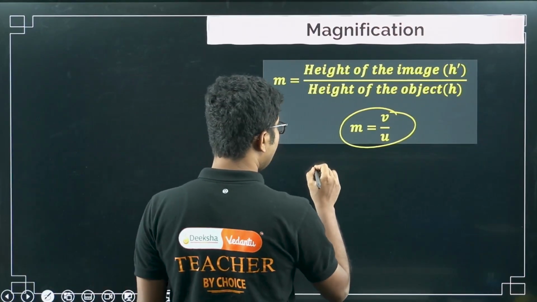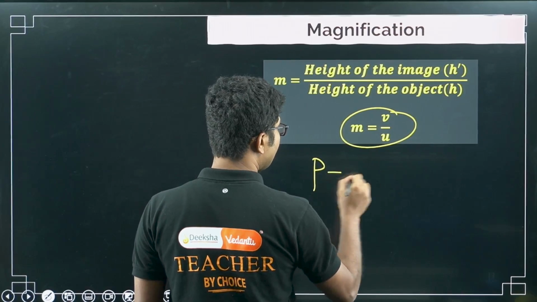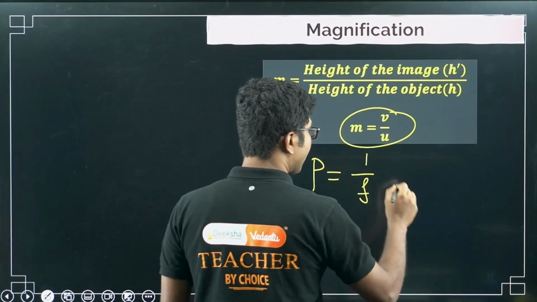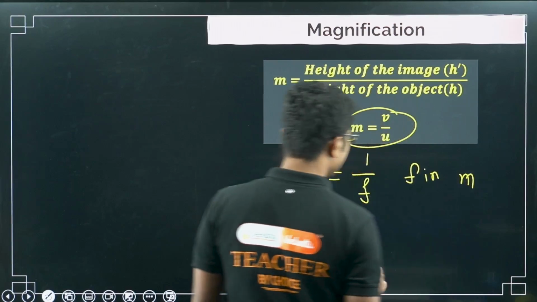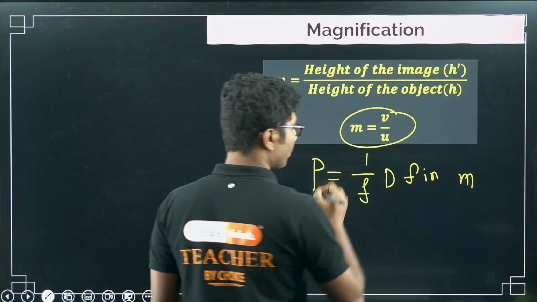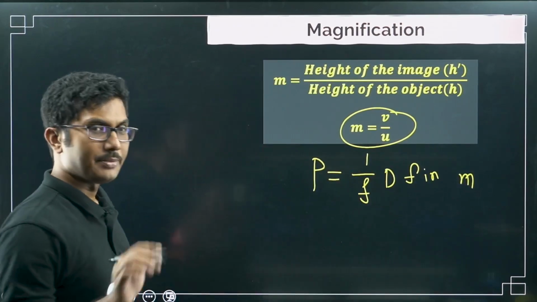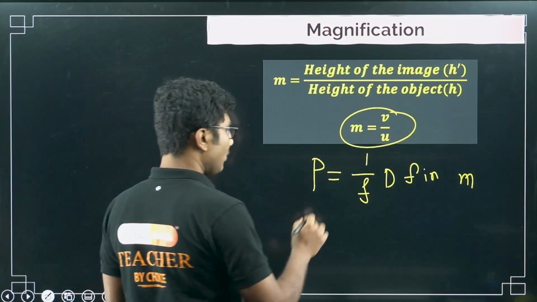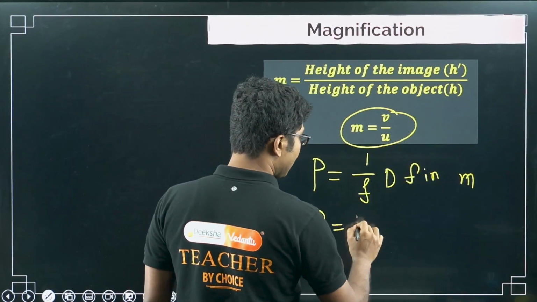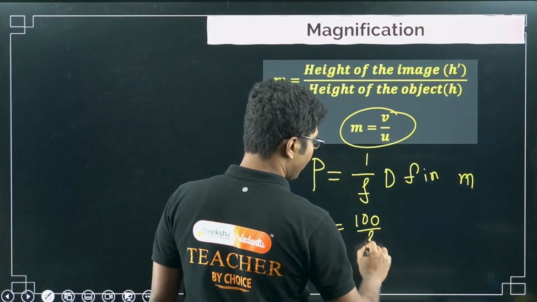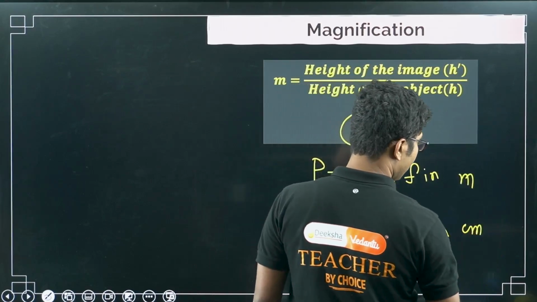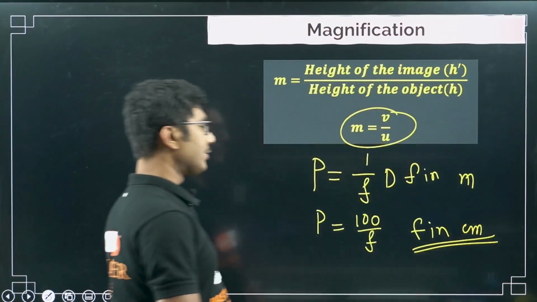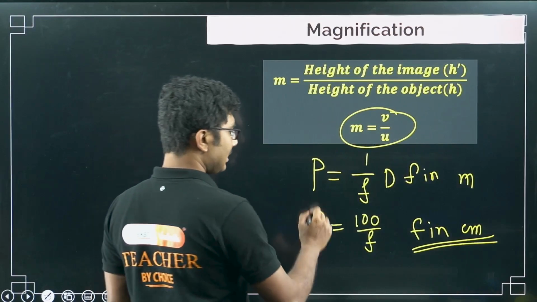Also there is one more thing, power of a lens. Power of a lens is defined by 1 by f. Here f is in meters and the unit of the power is diopter. Diopter is nothing but meter inverse. But if you want, the simplest formula is 100 by f. Here f is in centimeter. So if you put the value, you can directly find this power.